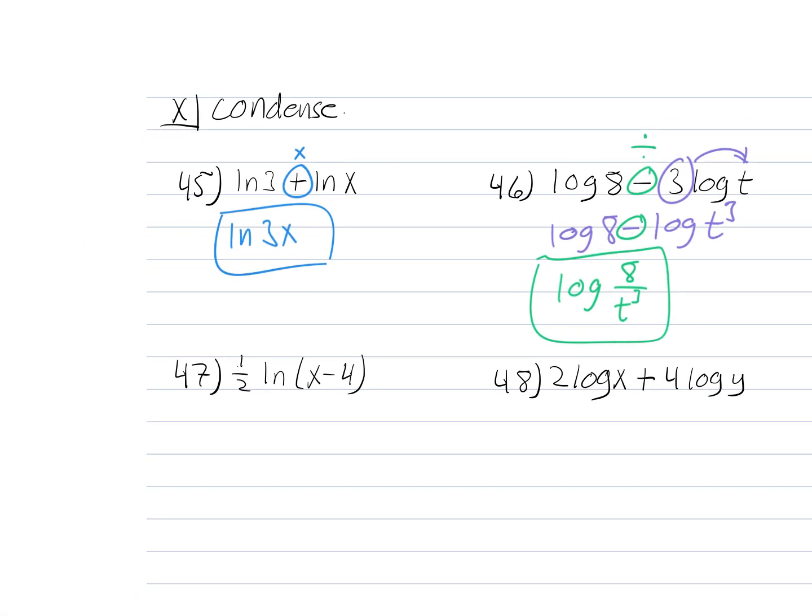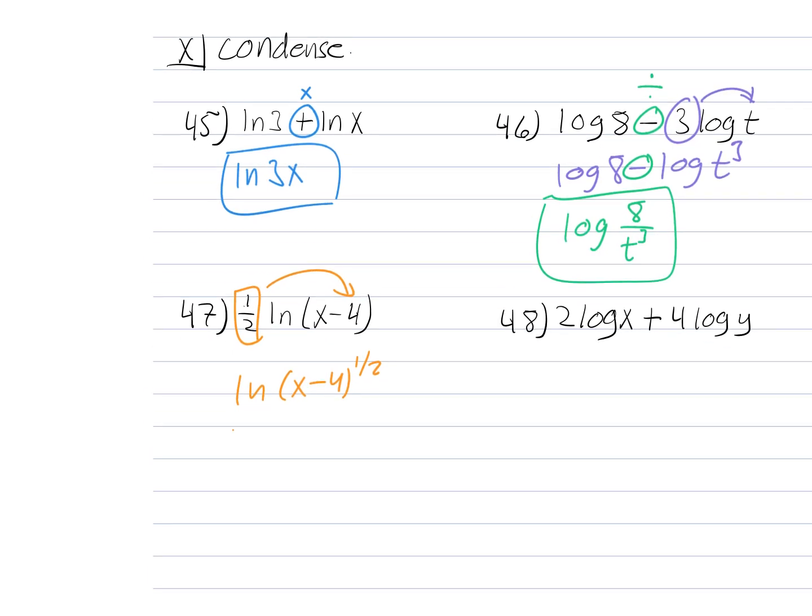Now the next one, another one, I have a 1/2. I can put that on top of my x minus 4. So this is going to be ln of x minus 4 to the 1/2. Keep in mind, to the 1/2, that's the same as taking the square root. So this is going to be ln square root of x minus 4.